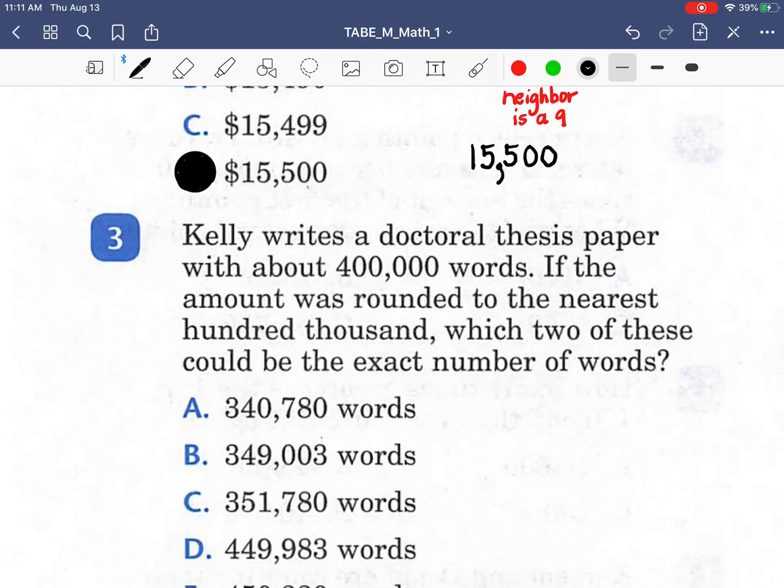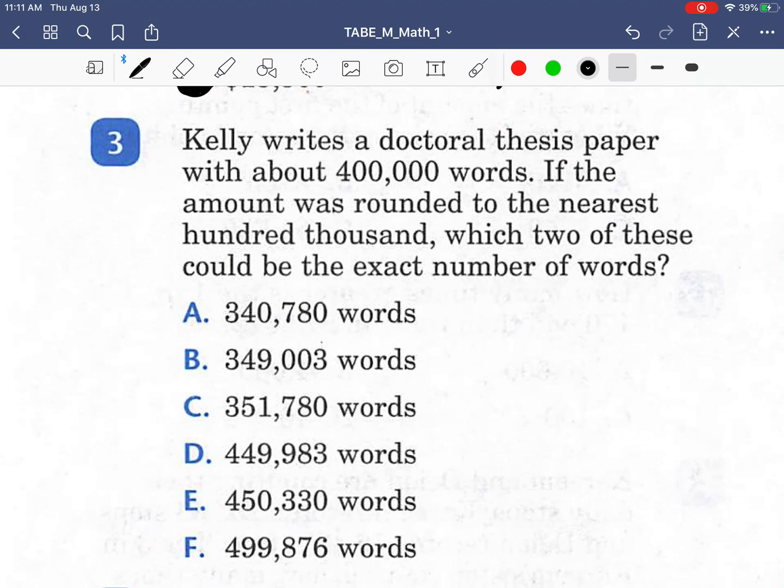Number 3. Kelly writes a doctoral thesis paper with about 400,000 words. If this amount was rounded to the nearest 100,000, which 2 of these, please notice that, which 2 of these could be the exact number of words?